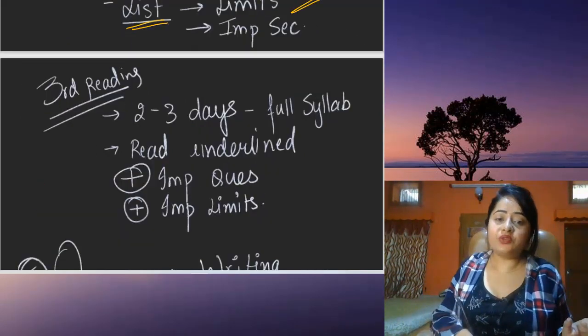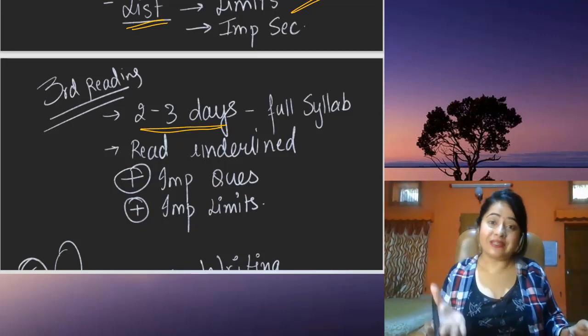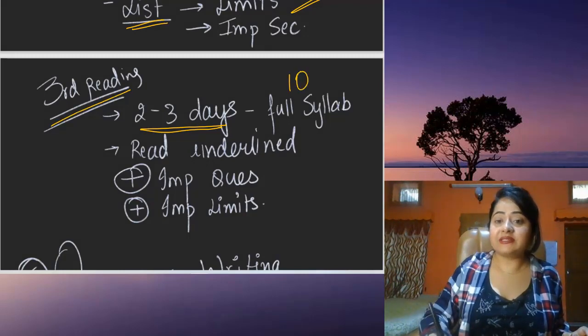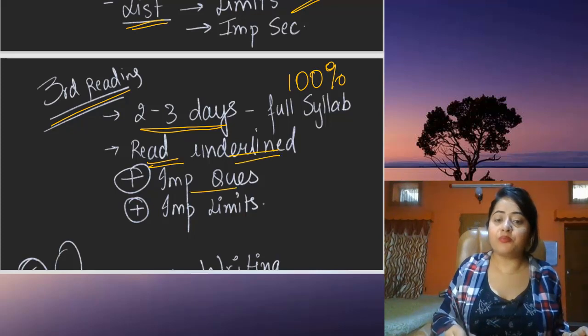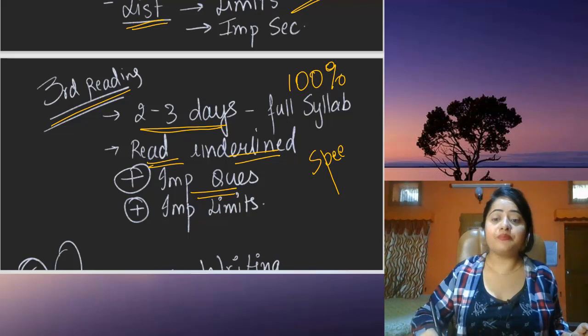Moving on to the third reading, you will mostly get 2 to 3 days, or maybe you only get one day if it is before the exam. Then in this third reading, you have to do the 100% syllabus, but you only have to read the underlined portion and do some important questions that you have marked. That's it. Your speed of reading is extremely important.